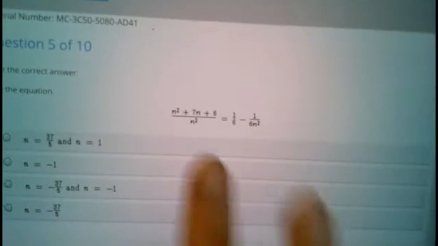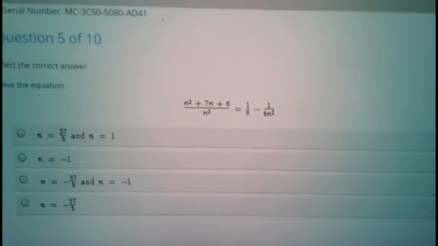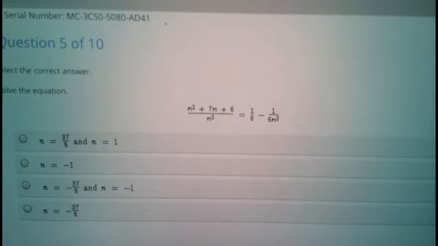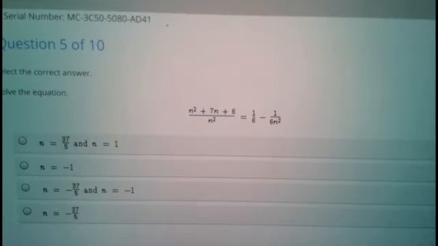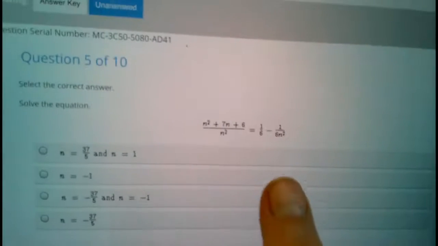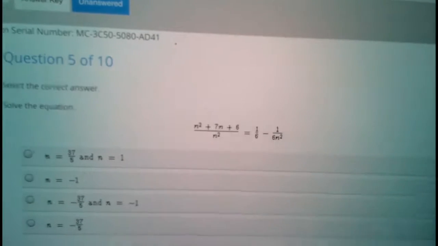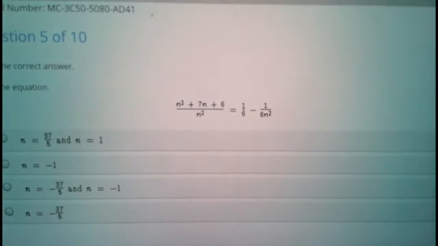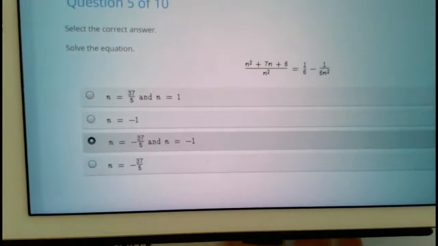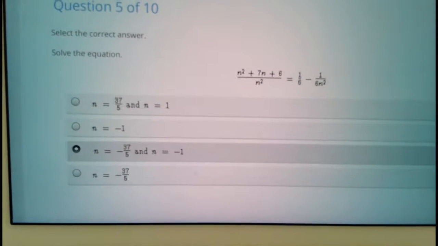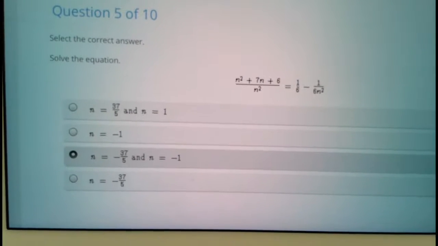Now, I don't know what negative 37 fifths is, but I know when I square it, it's not going to be 0. And over here, 6 times 37 fifths squared, again, I know is not going to be 0. So our answers to this problem are what we got, which is the negative 37 fifths and the negative 1.